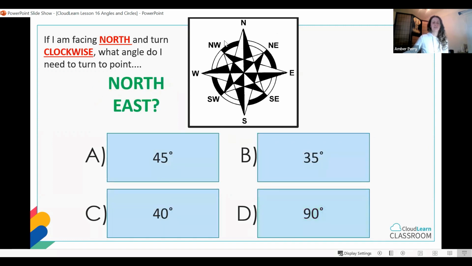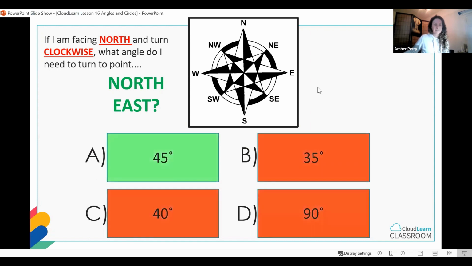Same question, but for northeast. Tiny bit more to think about here. Is it going to be A, 45, B, 35, C, 40, or D, 90? And once again, really quickly answered. 100% correct. Fabulous. Everyone who answered got it correct. And I think that is the end of that.